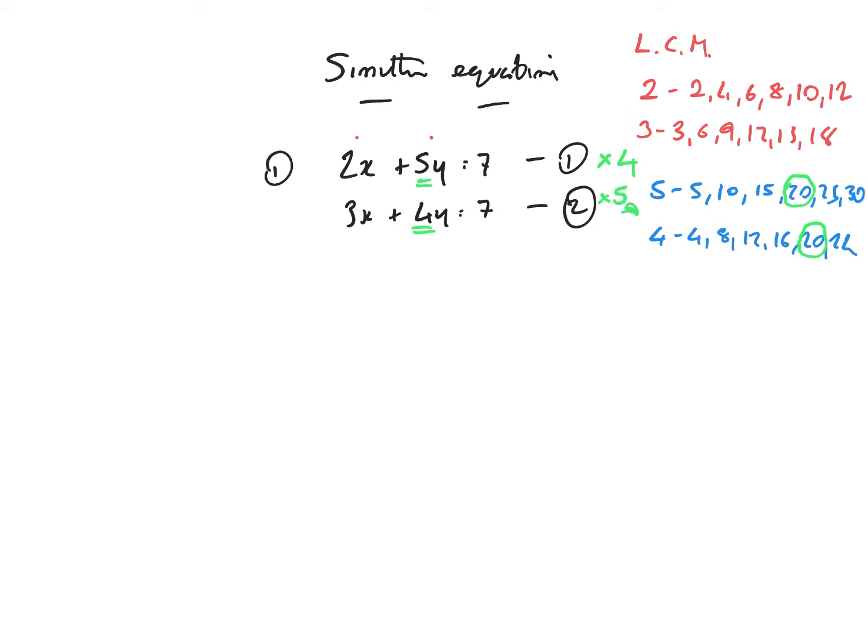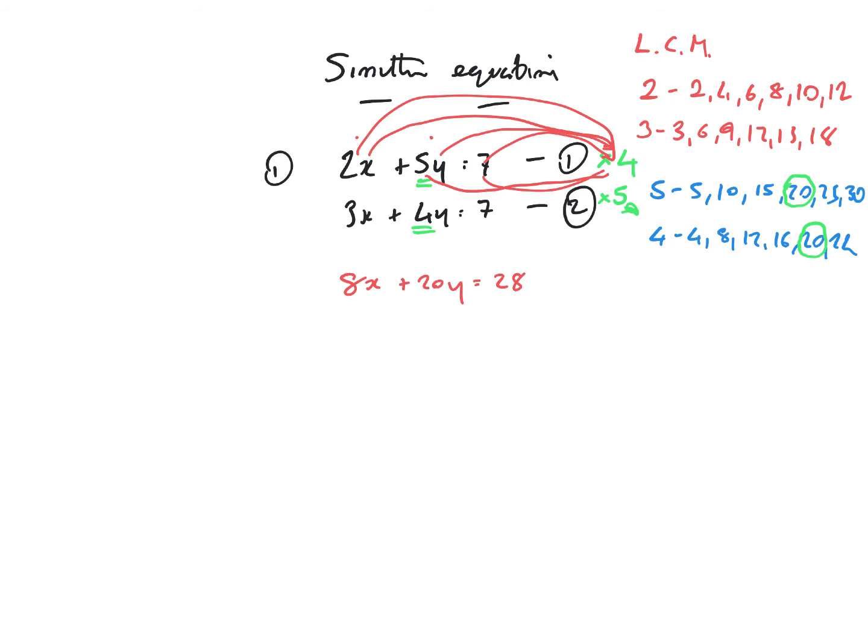So that means that equation 1 gets multiplied by 4. So 2x times 4 gives me 8x. 5y times 4 gives me 20y. And then 7 times 4 gives me 28. Okay, and then equation 2, I need to multiply by 5. So 3x times 5 is 15x. 4y times 5 is 20y. And then 7 times 5 is 35.